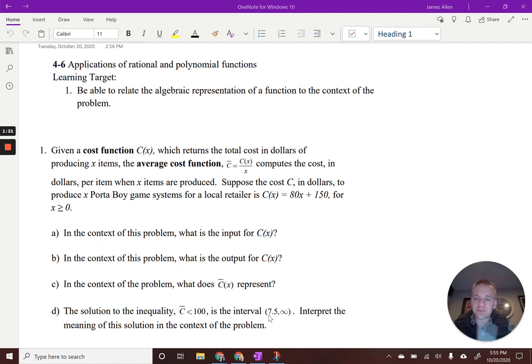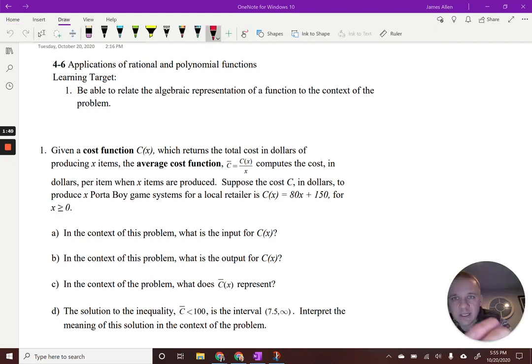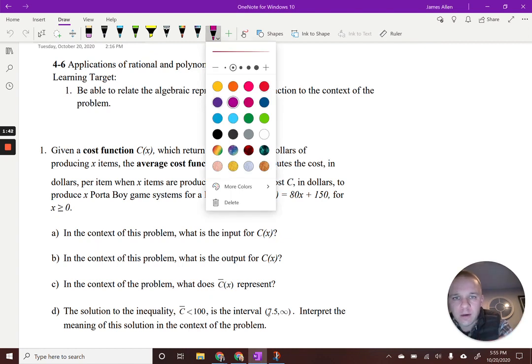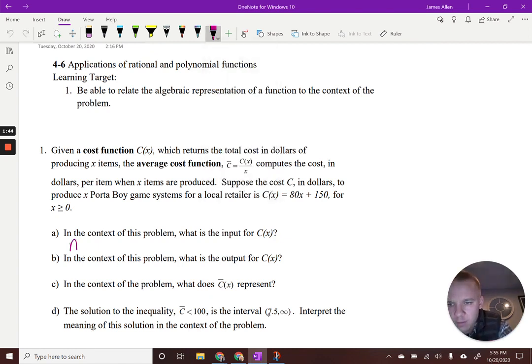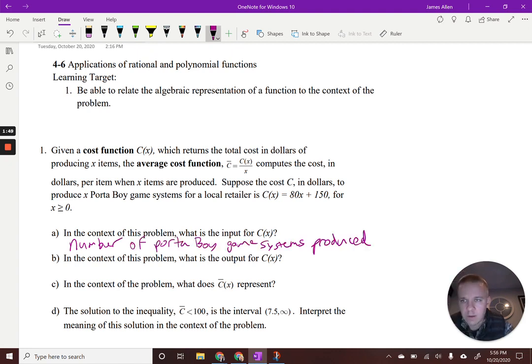First little interpretation there. In the context of this problem, what is the input for C of x? Well, my input is my x value. We know that the input is going to be the number of Portaboy game systems produced. So let's jot that down. Number of Portaboy game systems produced.